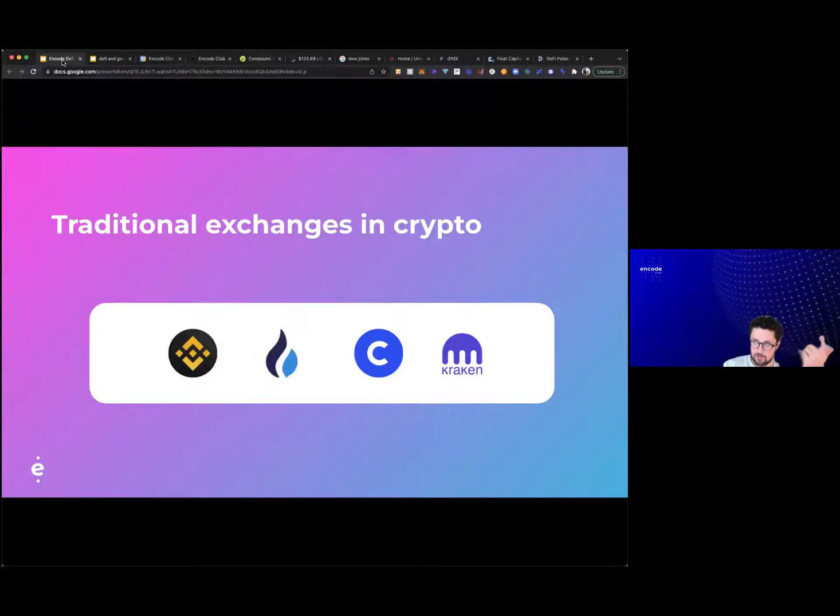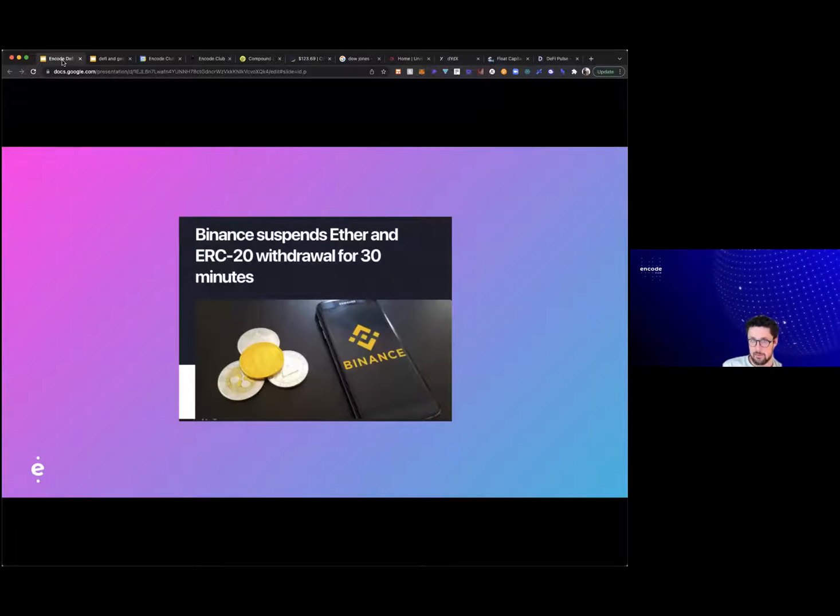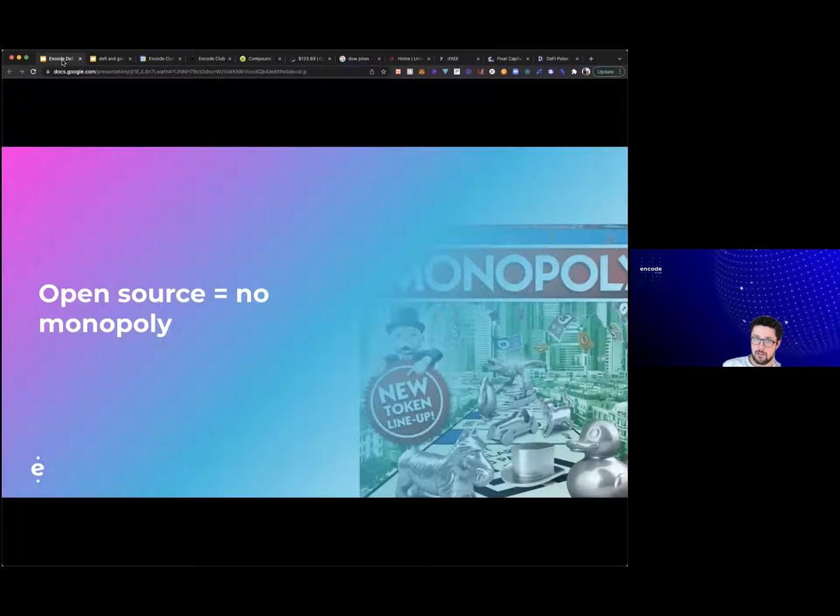You also have these things called traditional exchanges, by the way. These are normal things, but they're not DeFi. They're just private companies. The ones you've probably heard of: Coinbase, Kraken, Binance, Huobi. The problem with these guys is they often suspend withdrawals at a moment's notice and you can't get your money out. That's the problem with not being decentralized. The other thing about stuff being open source is it's hard to be a monopoly.